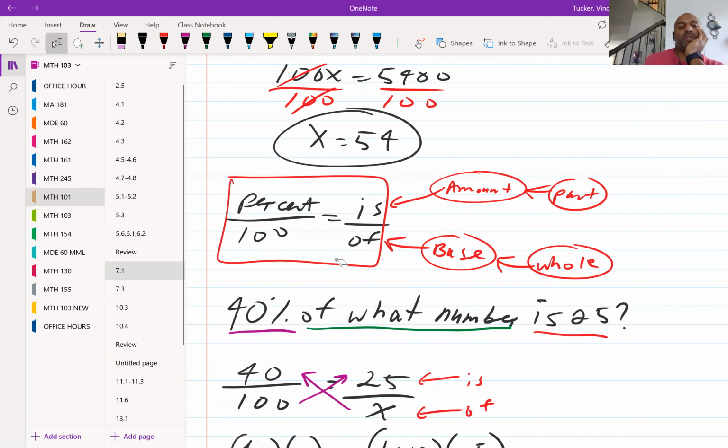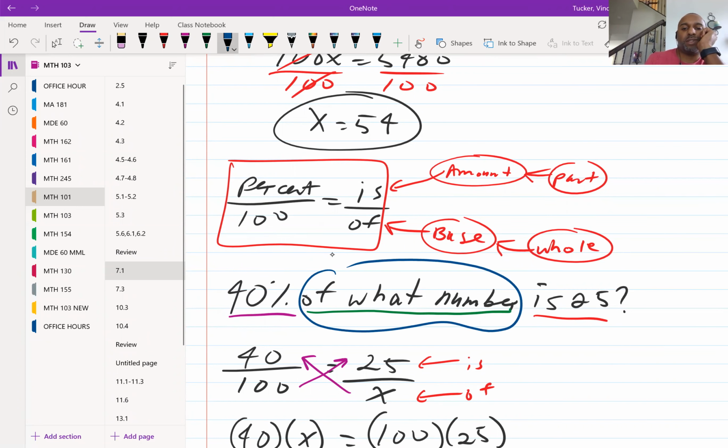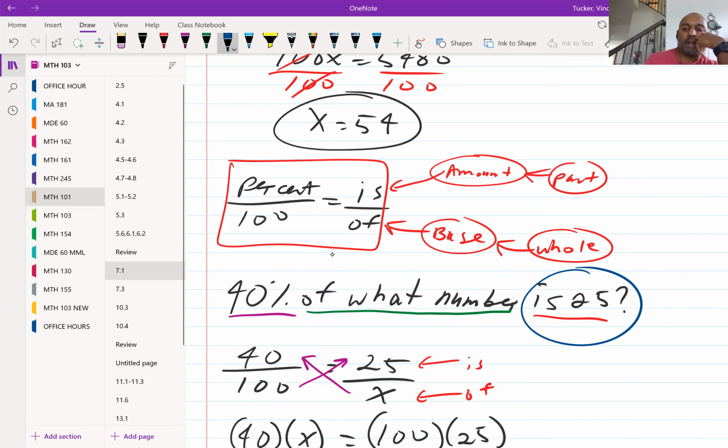All right. So here we have 40% of what number is 25. So once again, break up your question accordingly. 40% is right here. That's going to be 40 over 100. Then it says of what? So of is going to be the bottom number. That's going to be your variable because it's saying what. And then is 25, and that'll be your top number. Questions, make sure we're good.